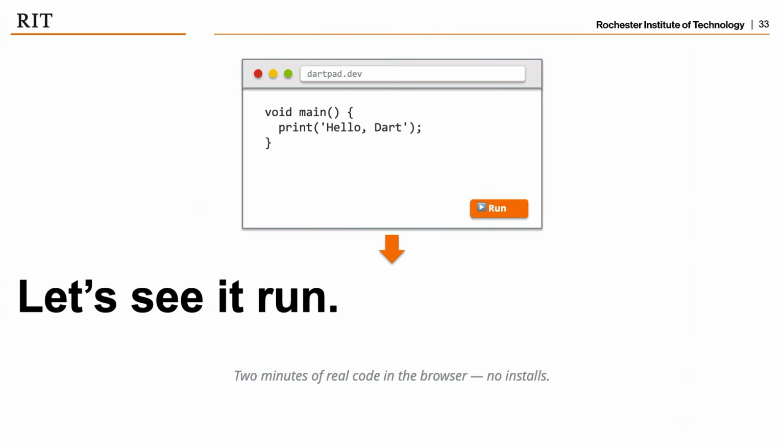That's the tour. Three things that are different: types, declarations, and null. And two things that matter most for Flutter: named parameters and classes. Let me show you the payoff in about two minutes of real code. No installs, just a browser.